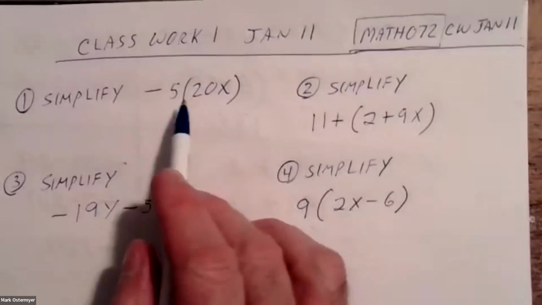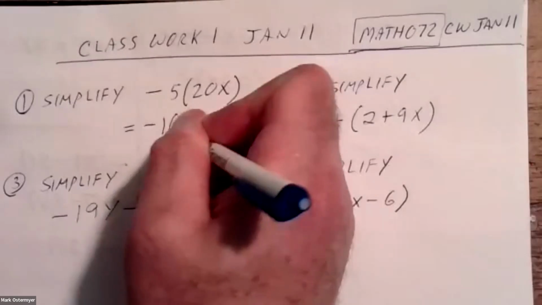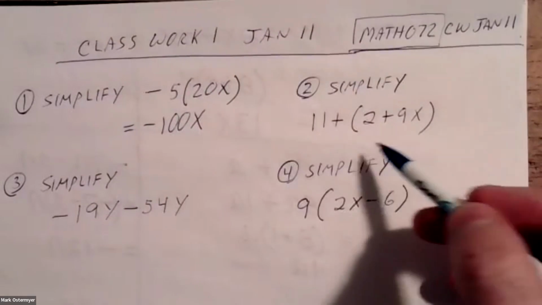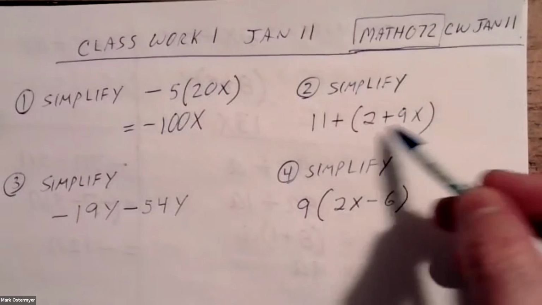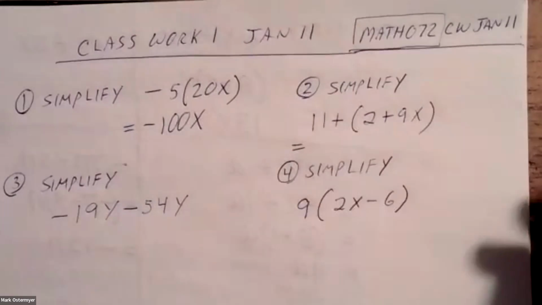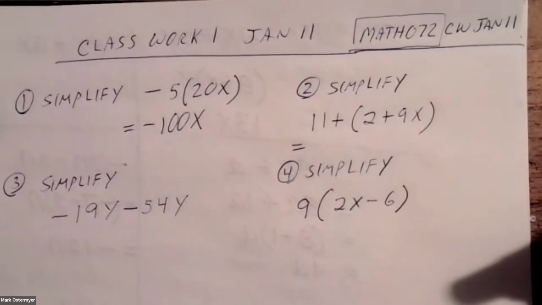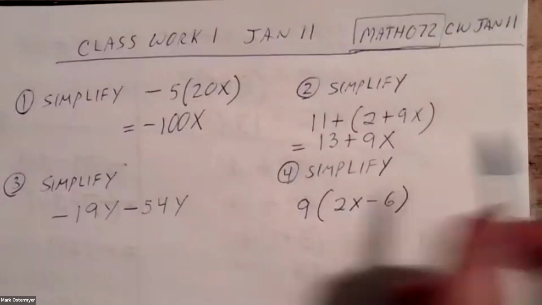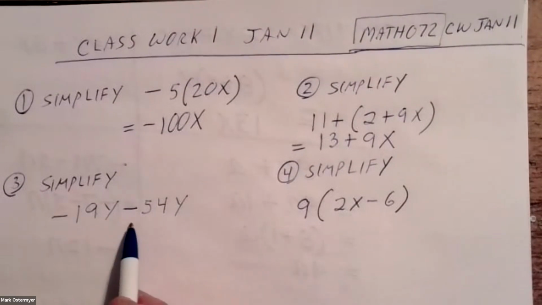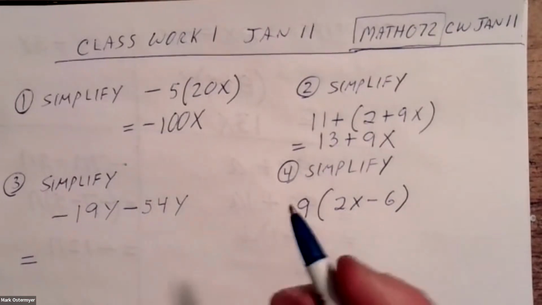All right, anybody want to contribute your answer for number one? -5 times 20x. What did we get? Negative 100x. Okay, so that'd be equal to -100x. Number two, when you simplify 11 plus quantity 2 plus 9x, what does this simplify to? 13 plus 9x. You are correct. Number three, -19y minus 54y is equal to? Negative 63y.